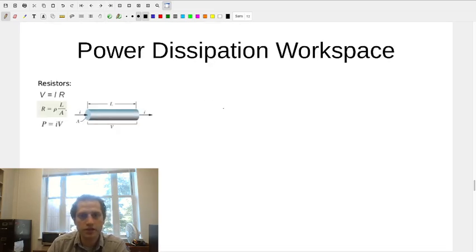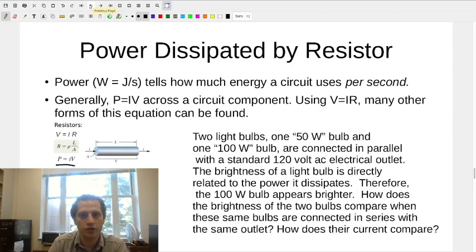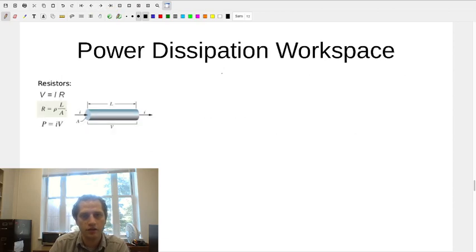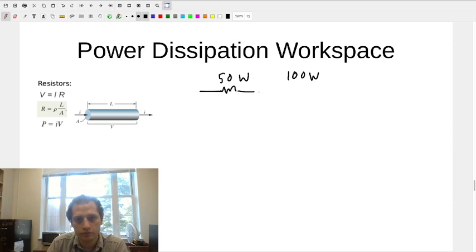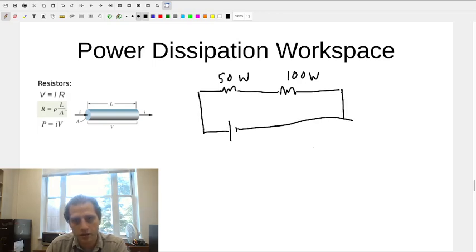Okay, so let's draw this situation out. 50 watts and 100 watts. So I have a 50 watt and a 100 watt bulb, and I can have them connected in series, or I can have them connected in parallel.